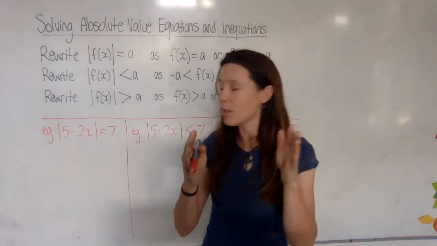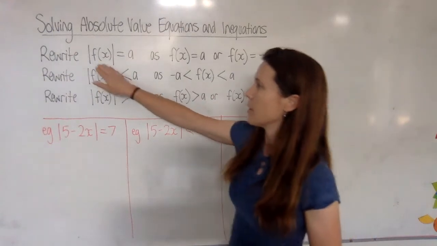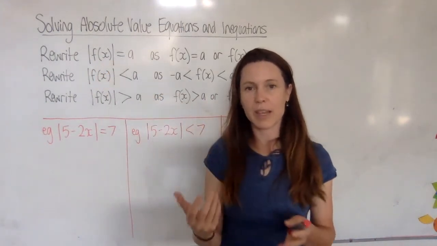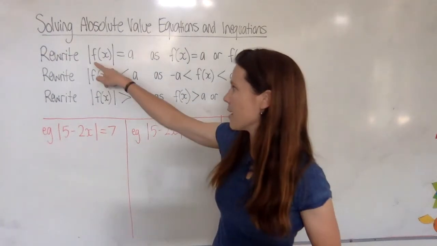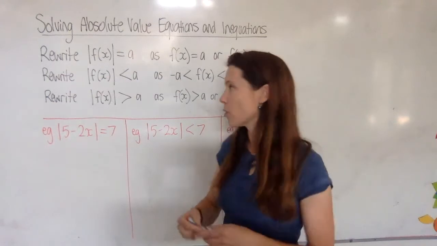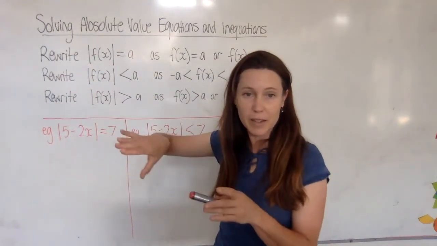So if you've got something inside some absolute value brackets, and we've written f of x here because what we're saying is there could be some function of x. It could say x minus 2 in there. It could say x squared plus 5x minus 9. It could say anything at all that has a bunch of x's in it.